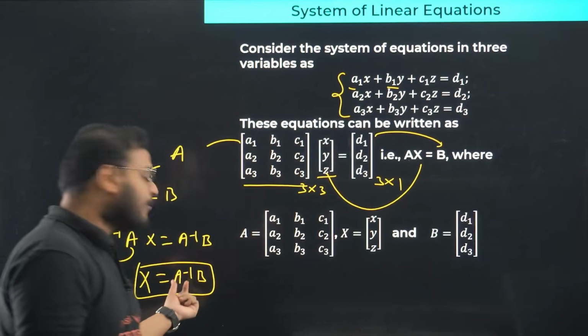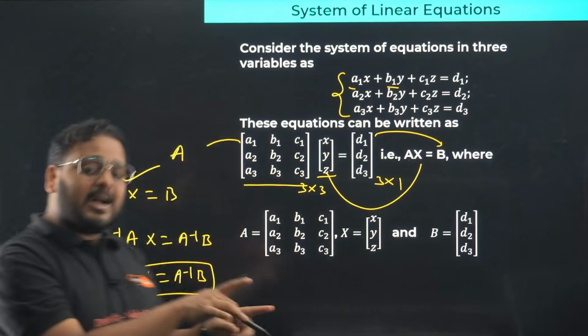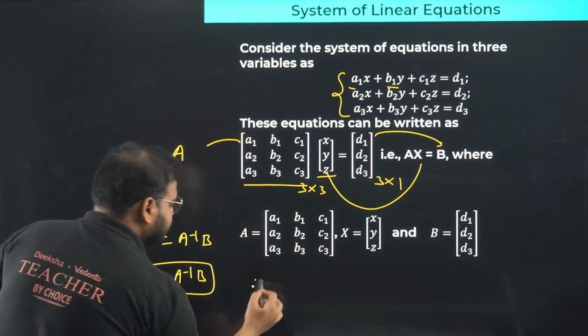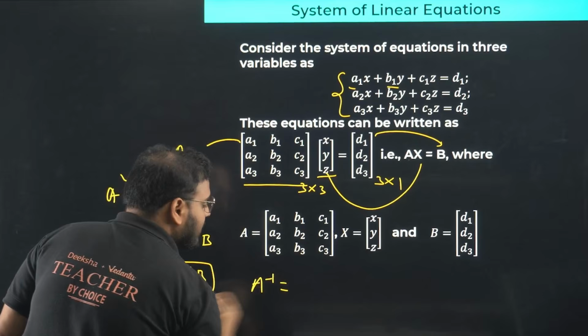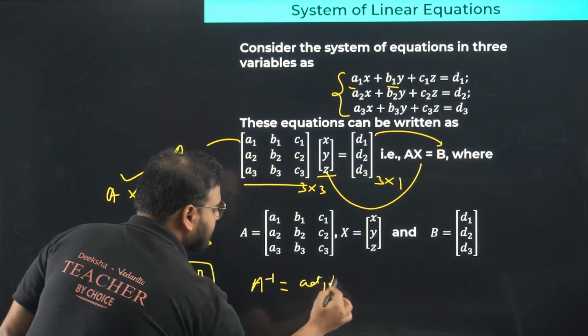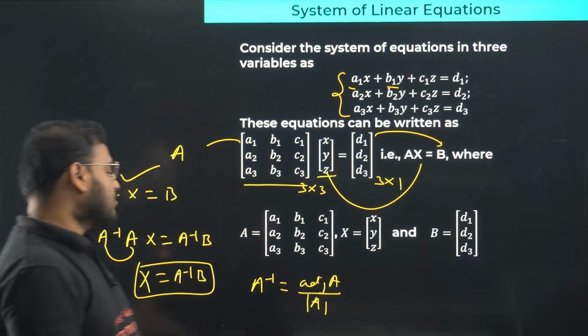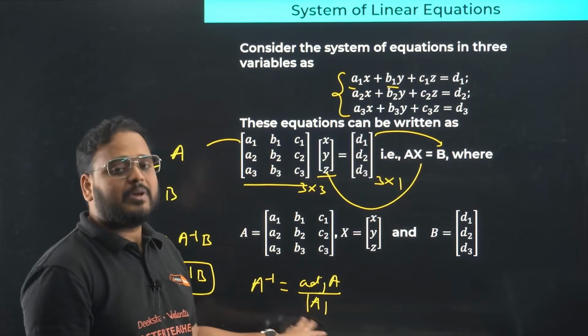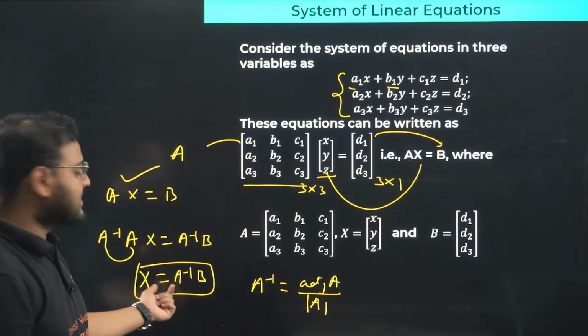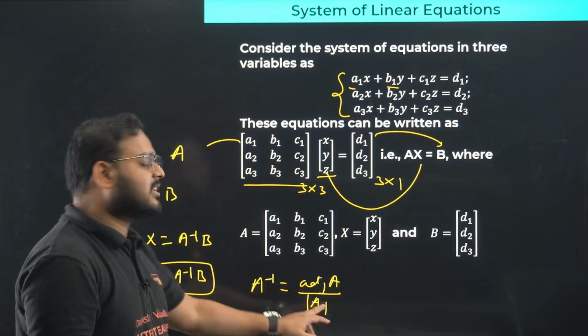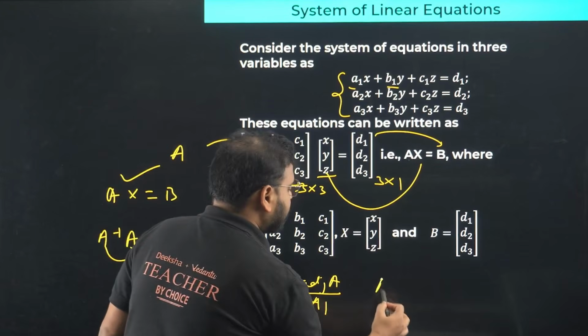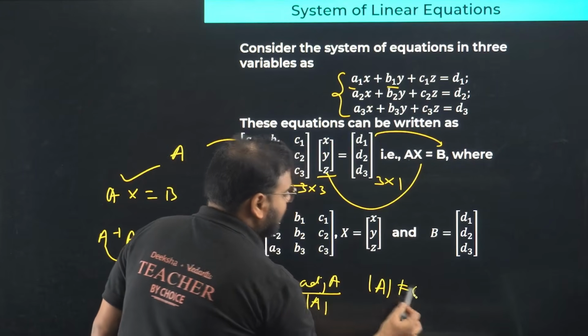How do you find the inverse of A? I taught you that already. Find the adjoint first, divide by the determinant. But before that, check that the determinant is a non-zero value. If it is 0, the inverse cannot exist. So please check whether the determinant is coming as non-zero or not. This should be a non-singular matrix.